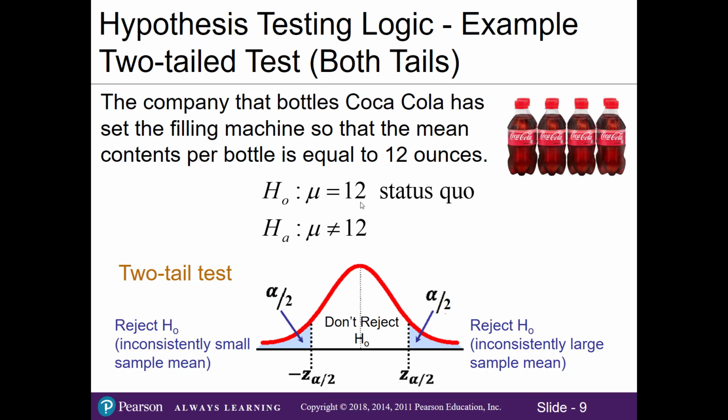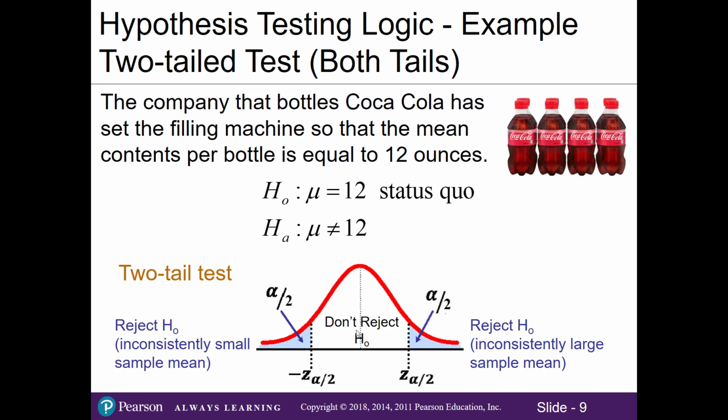So taking a sample of bottles and testing how many ounces are in the bottles, if the sample mean is found to be much larger, meaning our sample mean falls out here, or much smaller, so our sample mean falls over here, thus falling in either tail, we reject the null and would need to fix the machine. If our sample mean falls within here, we would not reject the null and know that the machine is working fine.